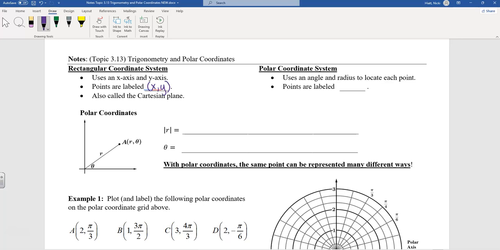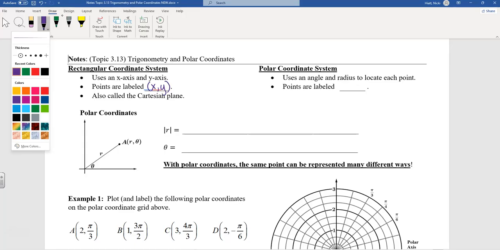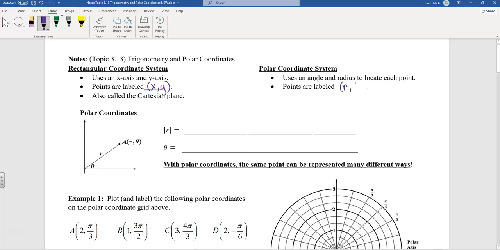The polar coordinate system uses an angle and a radius to locate each point, and points are labeled as (r, theta), where, of course, r is radius and theta is your angle. The absolute value of r is your radius, and theta is your angle.